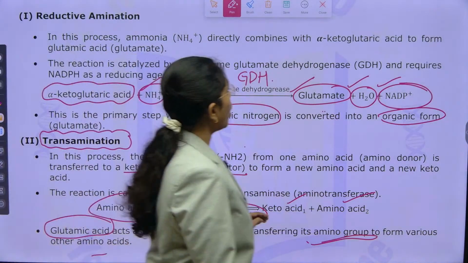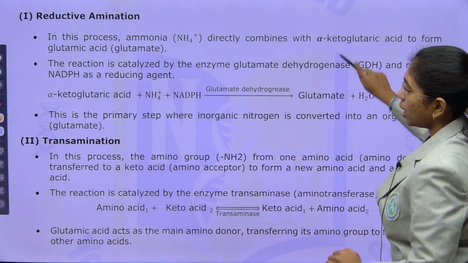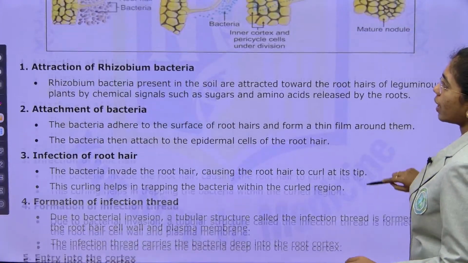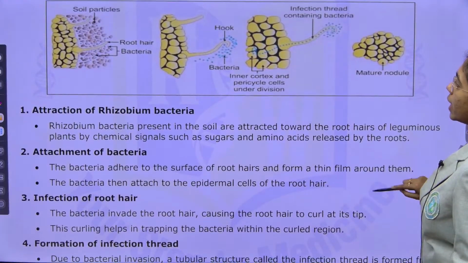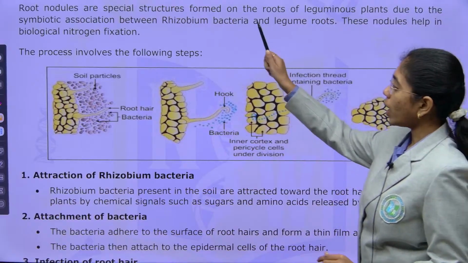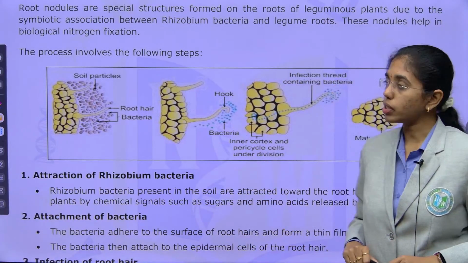Now we will move on to the nitrogen fixation in the leguminous plants. How the nitrogen fixation occurs in the leguminous plants. This is again an important question. Diagram is mandatory. Firstly, what are root nodules? How root nodules are formed?